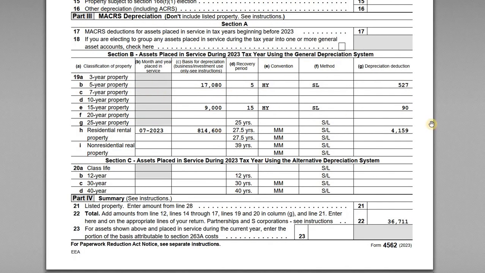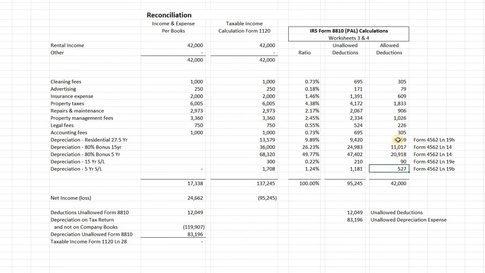And then in section B here, the amount of depreciation deduction on these remaining items is reduced to the 527, the 90, and the 4159. So the total depreciation that we can claim for the period is going to be $36,711. And so if we total all these up here, we've got the $36,711. And again, that's the total depreciation that is deductible after factoring in the Form 8810 unallowed piece.